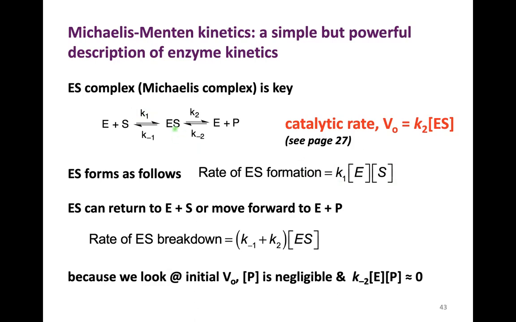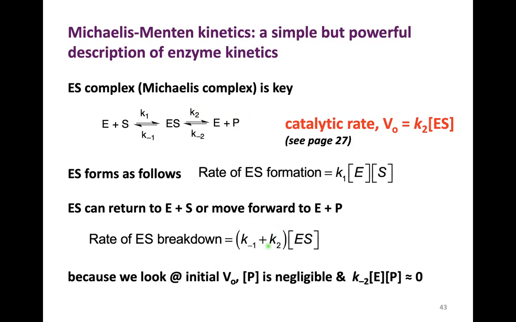Okay, the Michaelis complex is really key to this model. So let us write the expression that will describe the breakdown of the Michaelis complex. Of course we have to consider the concentration of the Michaelis complex, and this can go back to substrate with the kinetic rate constant of K minus 1, or it can move forward and be transformed into product with the rate constant of K2. That's why we have the sum of these rate constants.